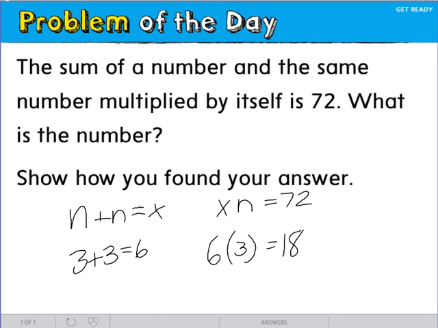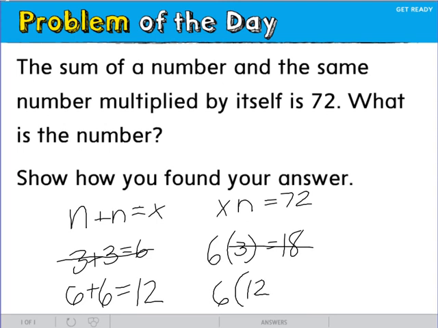Okay, so what we're going to do, this was our example. You can see that that's not going to give us our number. So 6 plus 6 equals what? 12. Then we have 6 multiplied by 12. 6 times 2 is 12. Carry my 1. 6 times 1 is 6 plus 1 is 7. So 72. So there it is. So it's 6 plus 6. Okay? Good?